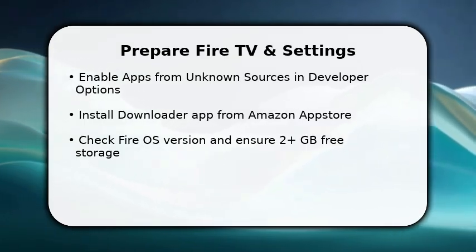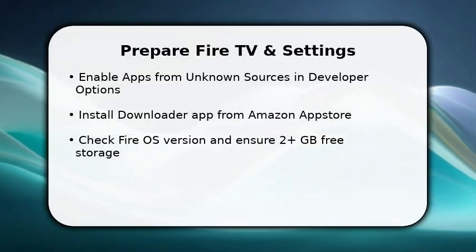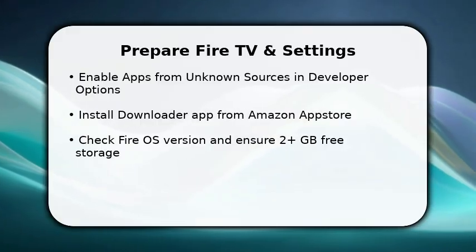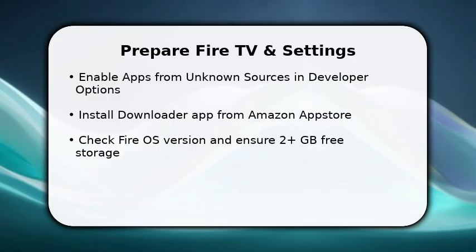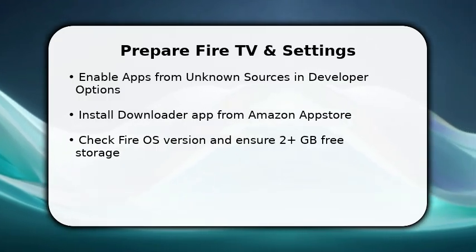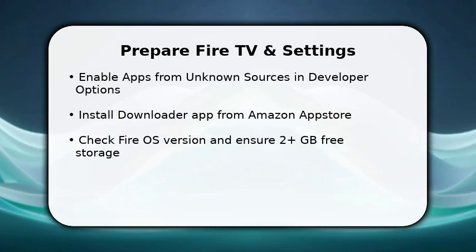Once done, install the Downloader app from the Amazon App Store to fetch APKs. Make sure your Fire OS is updated and you have roughly 2 GB free. Low storage causes installation failures and performance issues. This setup gets you into the first actionable steps immediately.